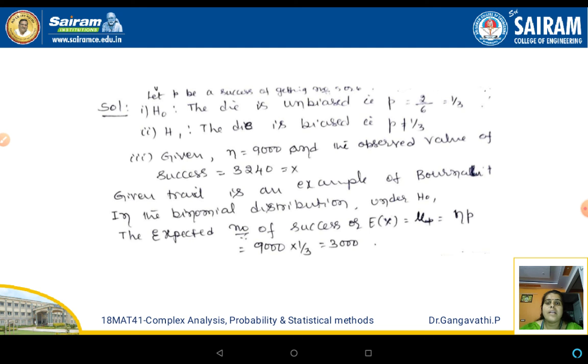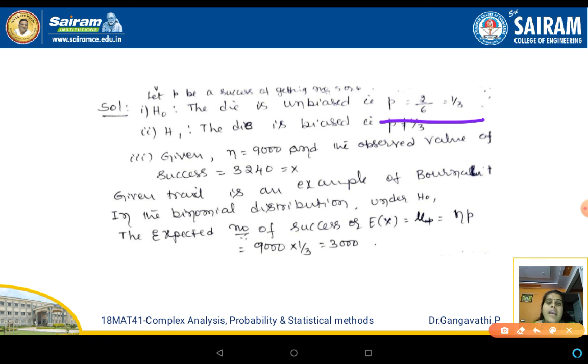So let us define H naught and H1 first. H naught is the die is unbiased. When we throw the die, the number of outcomes is 6. Let p be the probability of success of getting the number 5 or 6. There are 2 outcomes that we are taking as a success, so 2 out of 6. Therefore p is 2 by 6, which is equal to 1 by 3. Since H naught is p equals 1 by 3, H1, the alternative hypothesis, must be the opposite of that, that is p is not equal to 1 by 3.